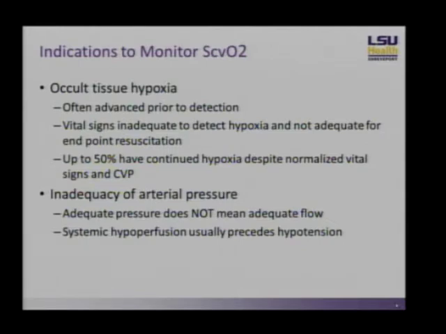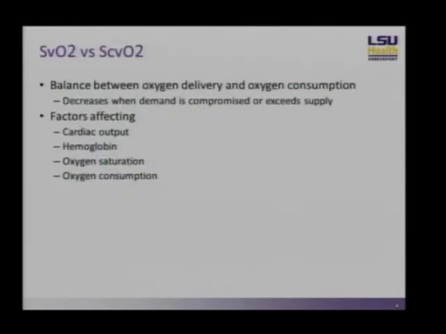When you look at patients and you look at vital signs, up to 50% of patients will be hypoperfused despite normal vital signs and a normal CVP. If you look at blood pressure, most patients will maintain a decent blood pressure even though they don't have adequate flow, and then they eventually will fall off the cliff. So this gives us an early indicator of whether our patient has hypoperfusion or not. And it's very, very similar to SVO2, which we measured for years with our PA catheters.